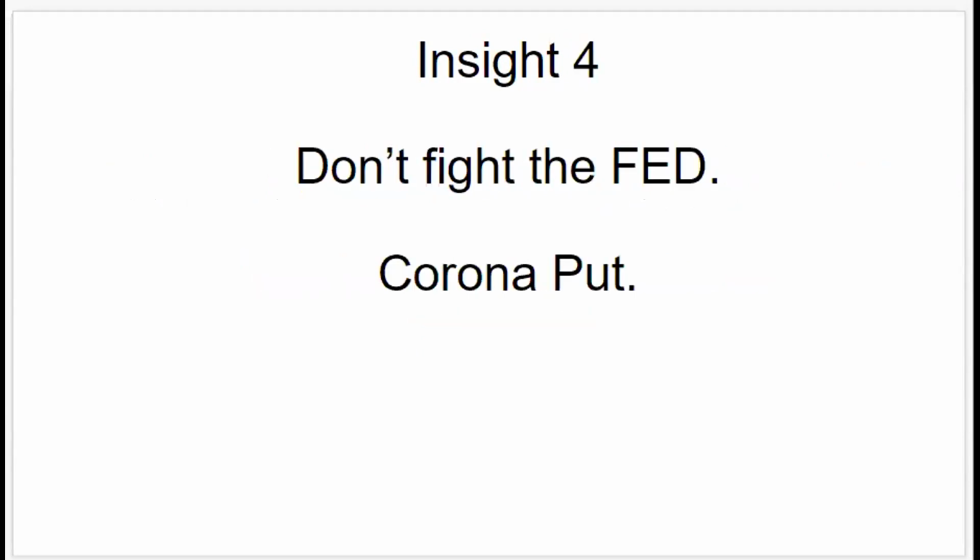Insight number 4, don't fight the Fed. Marty Schwartz came up with that many years ago, a great advisor, a great insight person to the market, but he said, don't fight the Fed. He was absolutely correct. We have that environment right now. I call it the Corona put. If you're watching the market, it gets down roughly 2%.